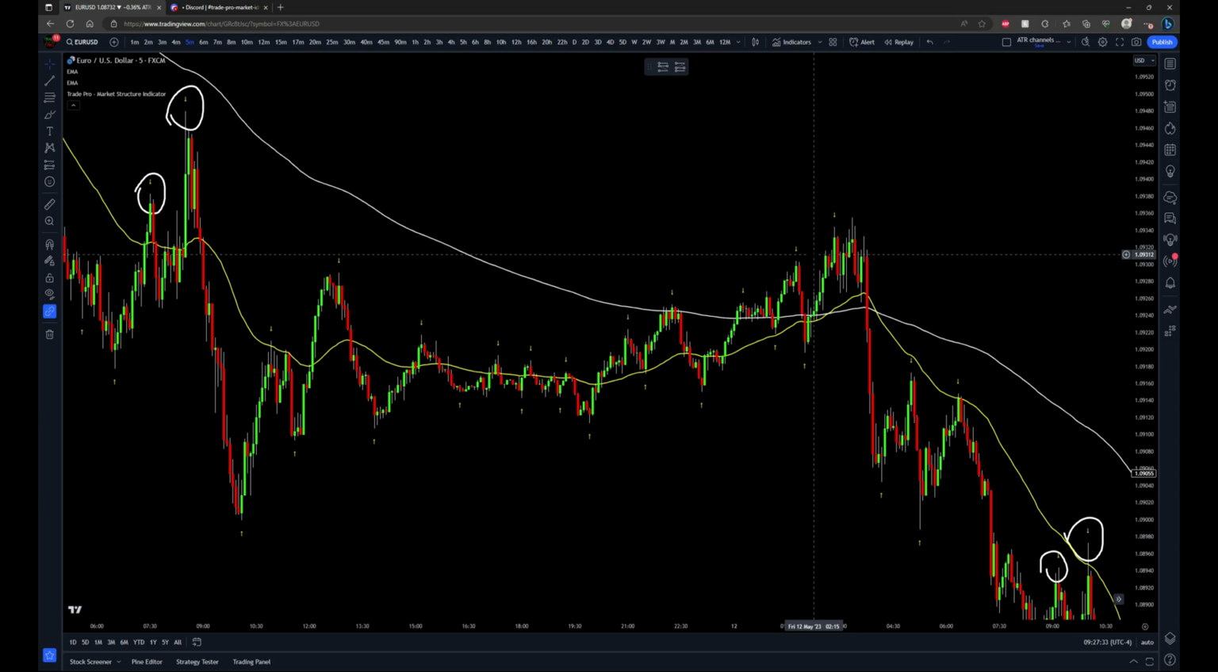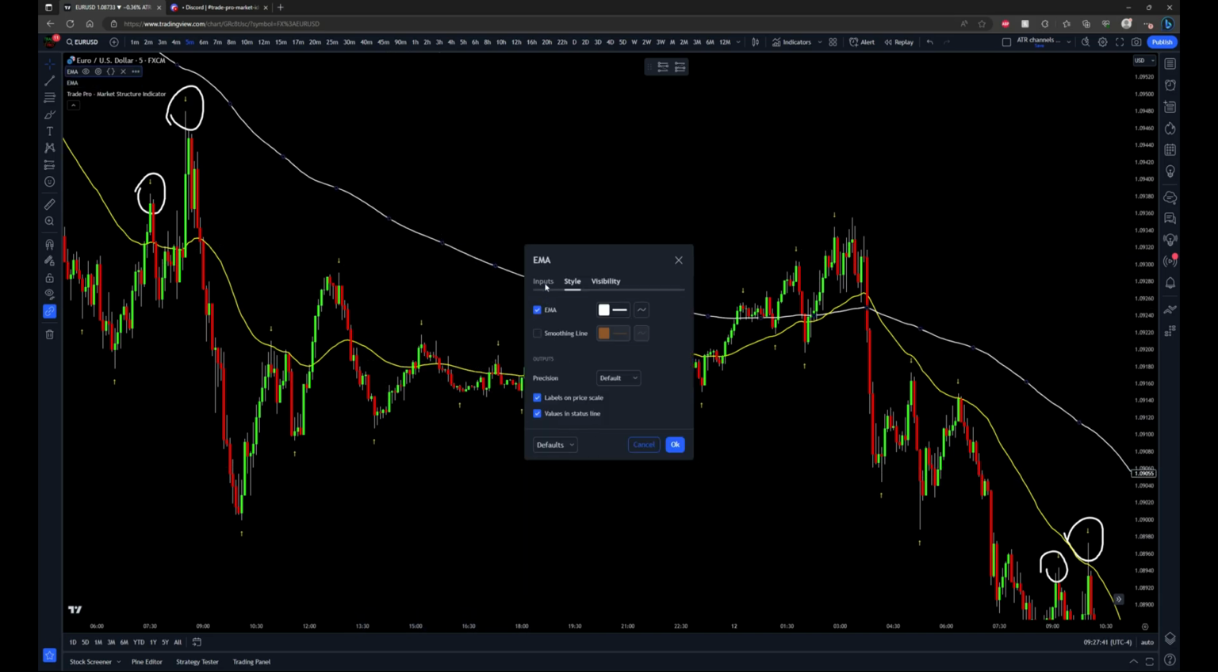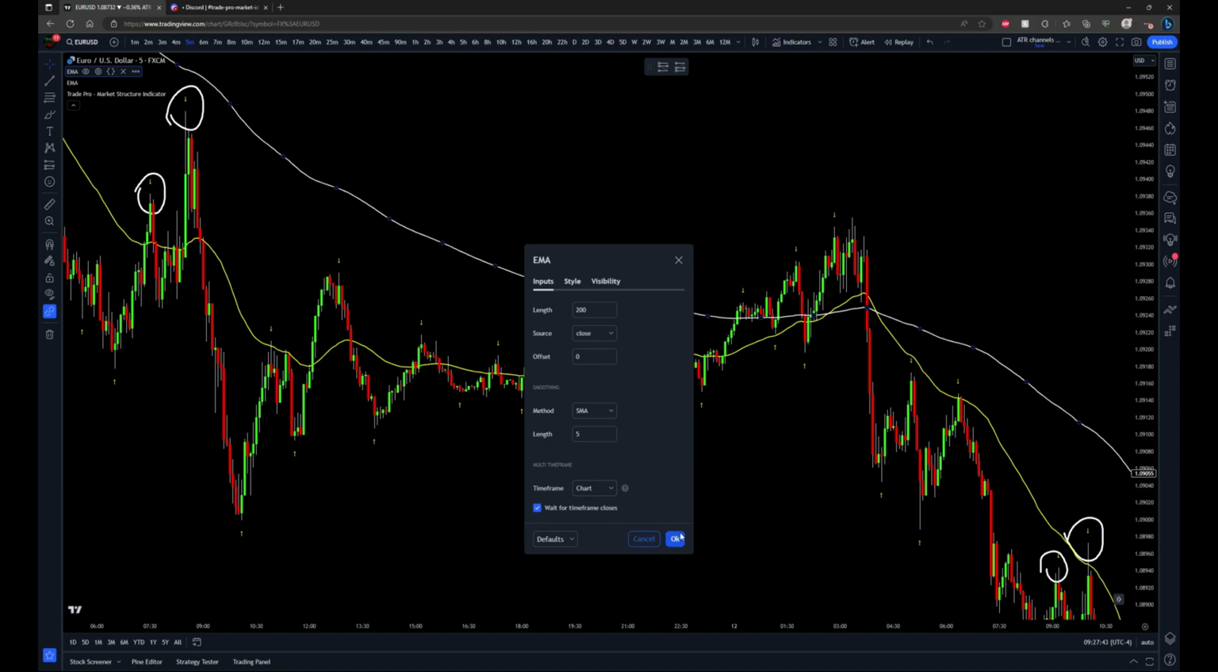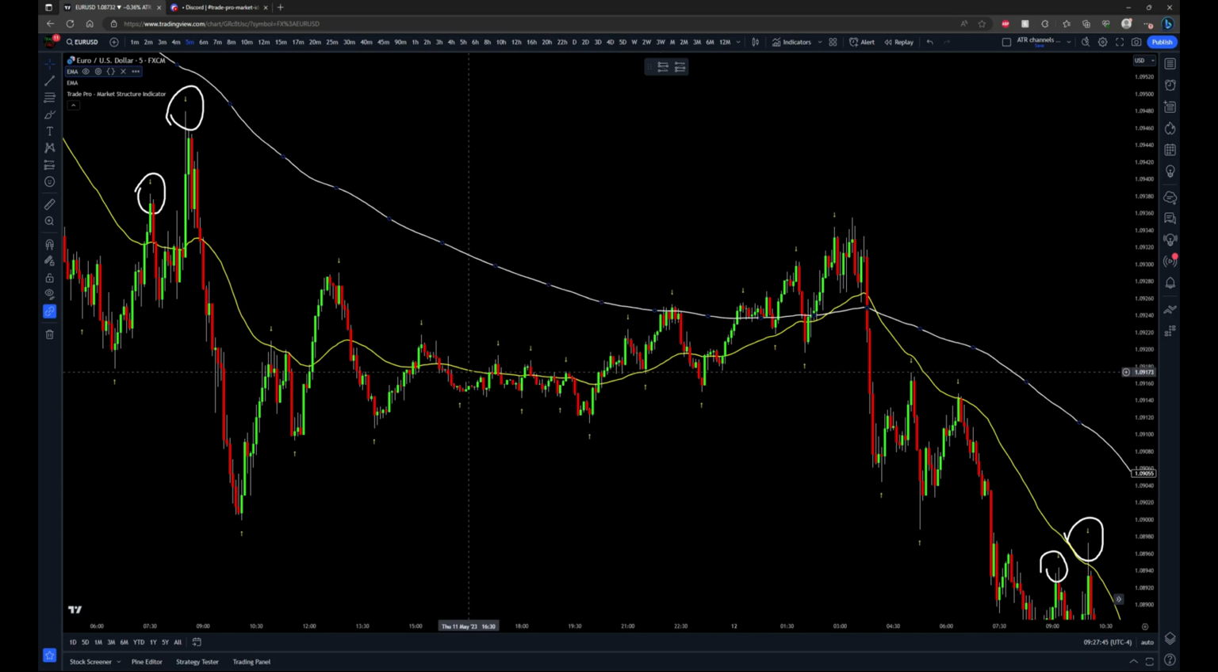I'm on a 5-minute time frame, euro against the US dollar here, and I have a 200 period and a 50 period exponential moving average. So you can see the settings in here. And this is just a 5-minute 200 period EMA, 5-minute 50 period EMA for trend direction. Okay, so that's going to conclude it for this video.